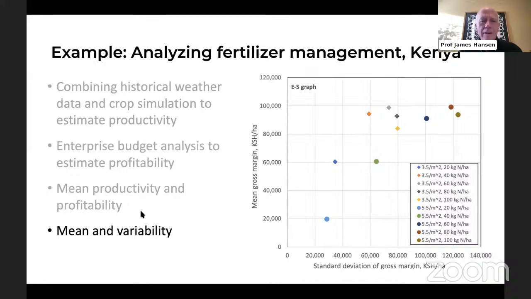So we can also plug that same information into the kind of EV graph that we just looked at. So this is a plot of mean gross margin and standard deviation of gross margin for each of 10 different management strategies, 2 planting densities, low and high, and then 5 different fertilizer levels. So now we can again go through that same exercise we did before.